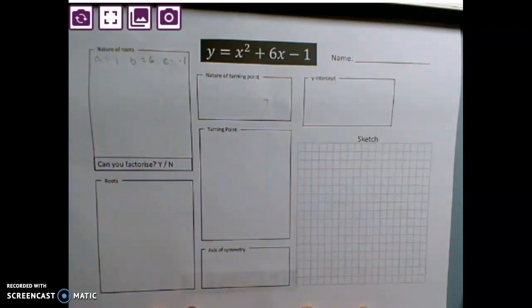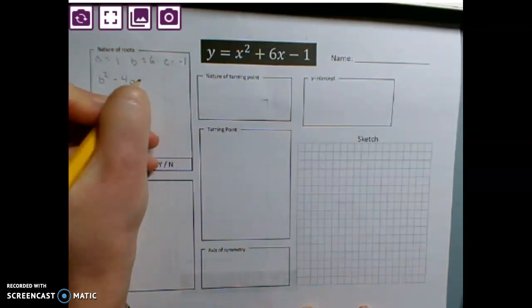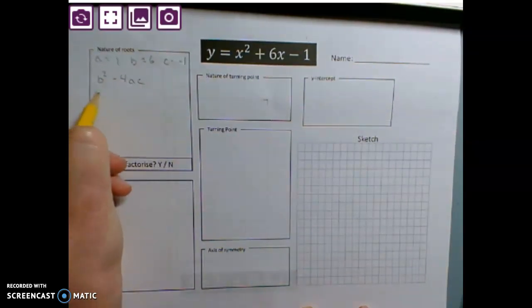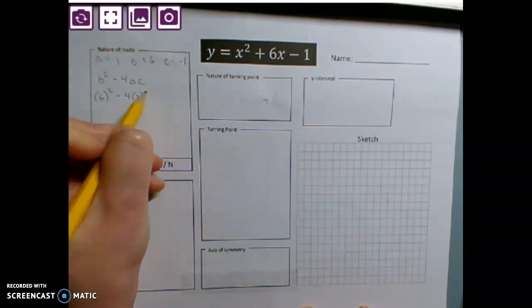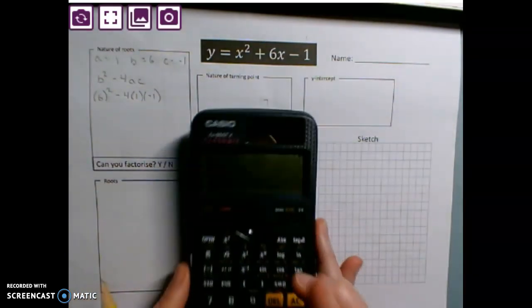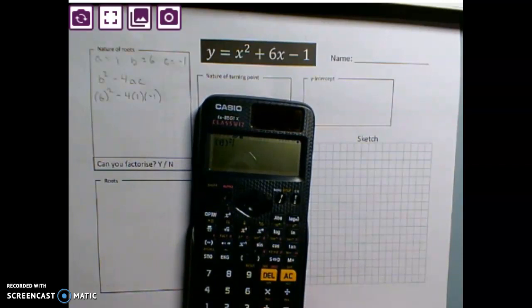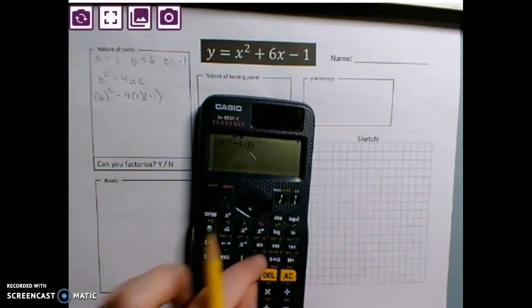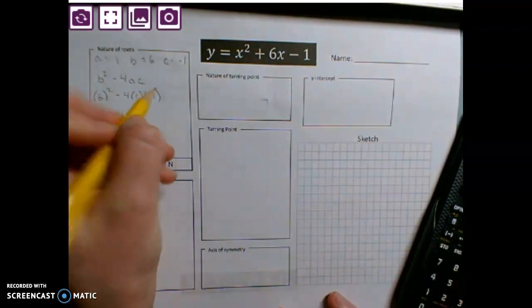Now, for the nature of the roots, we need to find the discriminant. That's going to be b squared minus 4ac. So this will be 6 squared minus 4 times 1 times negative 1. When I work this out, I do 6 squared, type it in my brackets, minus 4 times 1 times negative 1, and I get 40. So my discriminant is 40.